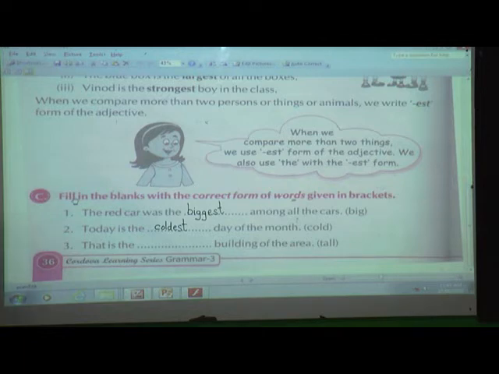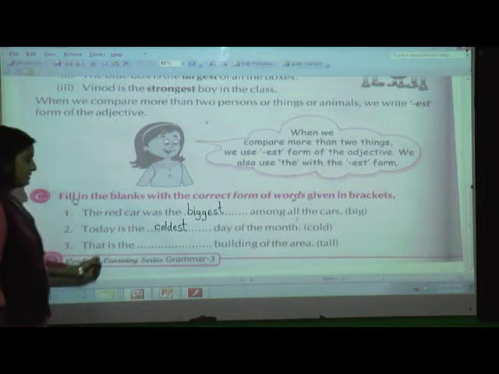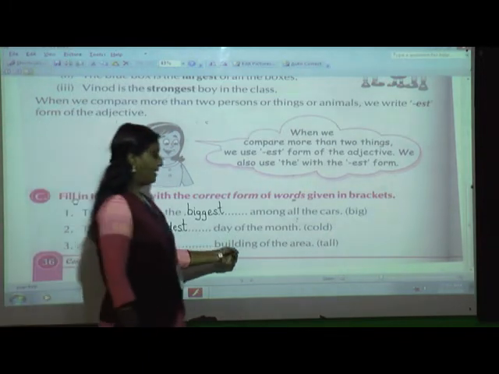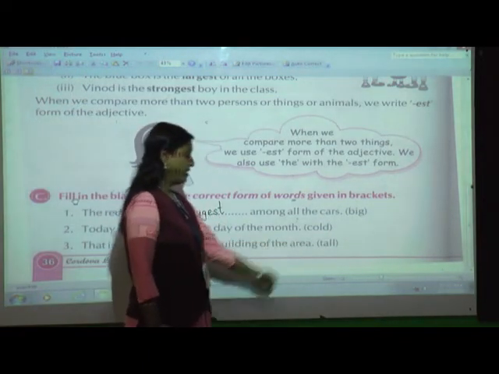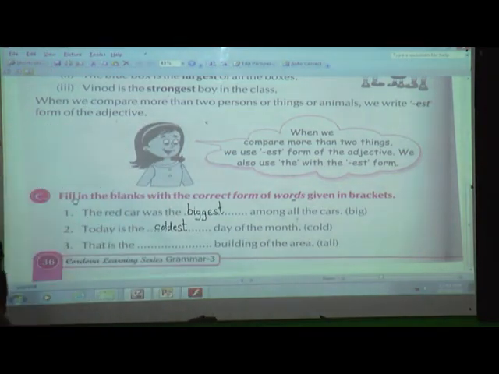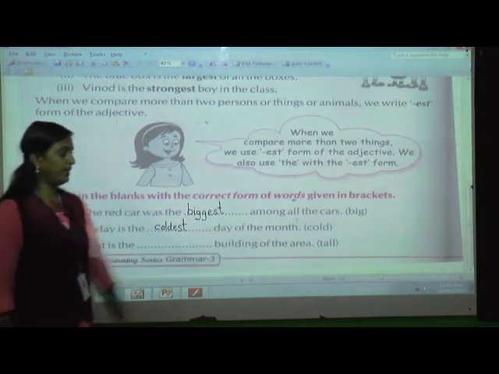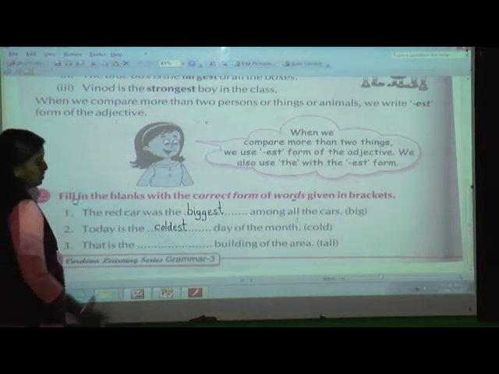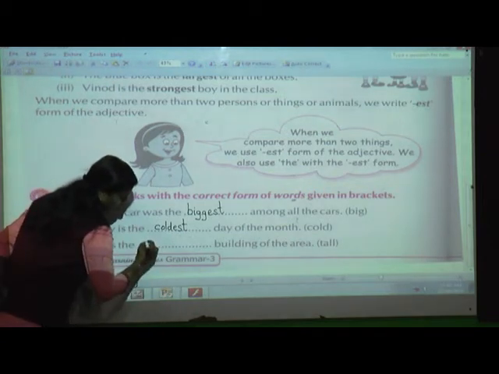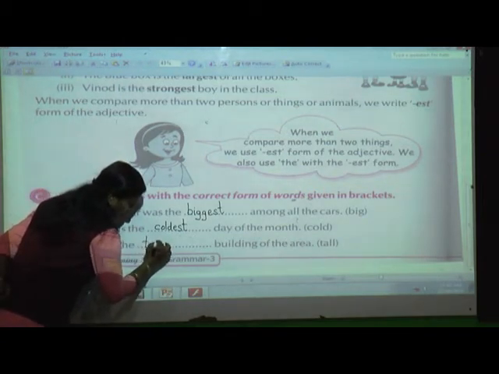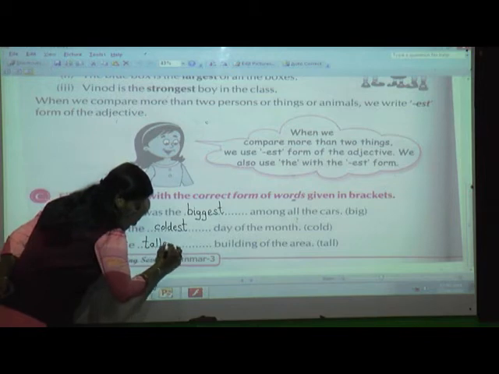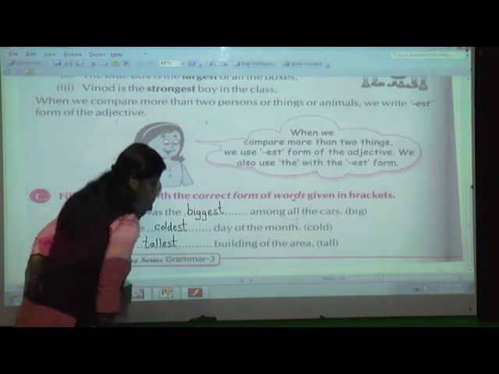Third, that is the dash building of the area. Means in that area many buildings are there, and they have compared that building with the many buildings of that area. So tall, tall is the adjective. So what are we going to do? We are going to use the EST form of the adjective, tallest.